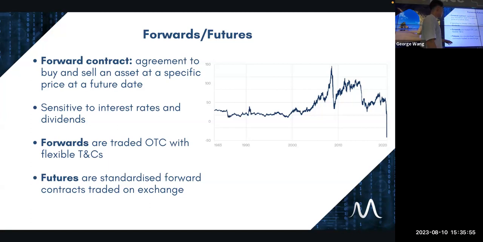These are standardized for a reason, so that people on an exchange can trade easily. Nobody on the exchange wants to scroll through thousands of prices and thousands of dates. It just becomes very annoying. So these are all forward contracts, but futures are basically forwards traded on the exchange. Okay, we're happy with that?